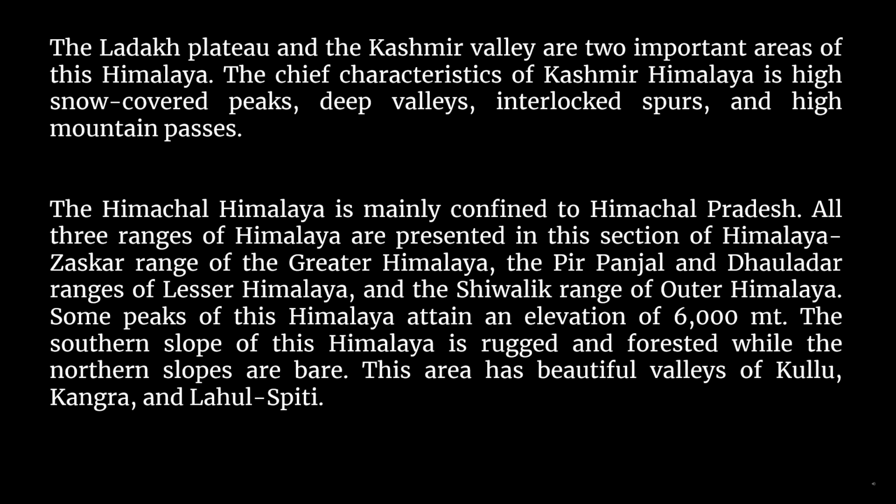The Himachal Himalaya is mainly confined to Himachal Pradesh. All three ranges of Himalaya are present in this section: Zanskar range of the Greater Himalaya, the Pir Panjal and Dhauladhar ranges of Lesser Himalaya, and the Shiwalik range of Outer Himalaya. Some peaks of this Himalaya attain an elevation of 6,000 m. The southern slope of this Himalaya is rugged and forested while the northern slopes are bare. This area has beautiful valleys of Kulu, Kangra, and Lahul Spiti.